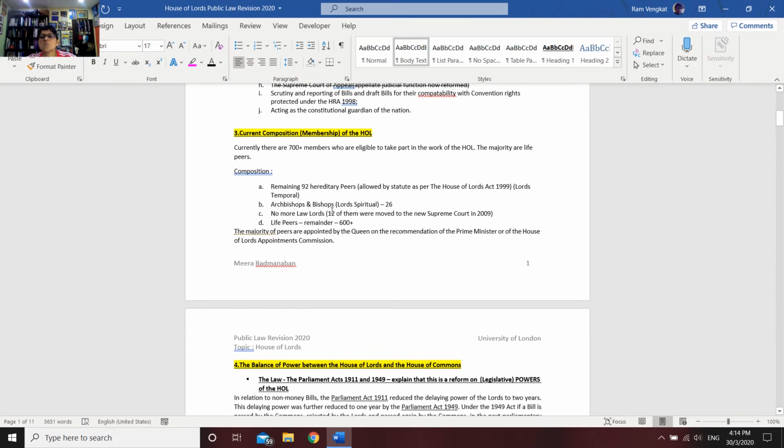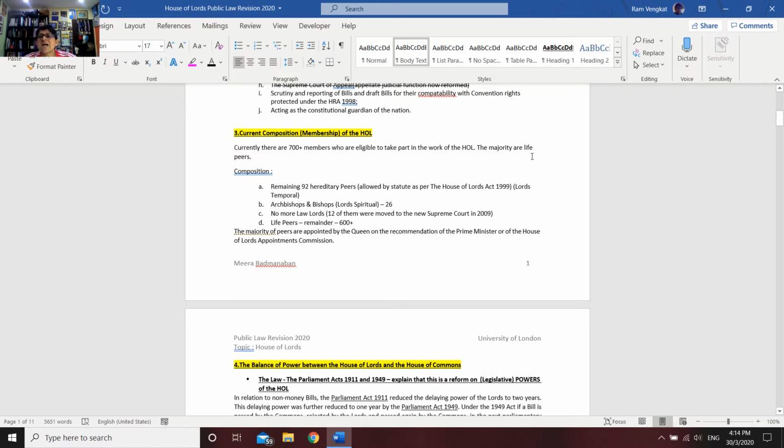Number 3, current composition. Now, when I say current composition, I mean like literally now. So this is the 30th of March. Currently, there are 700 plus members, just under 800, yeah, so 791 was what I saw yesterday, who are eligible to take part in the work of the House of Lords.